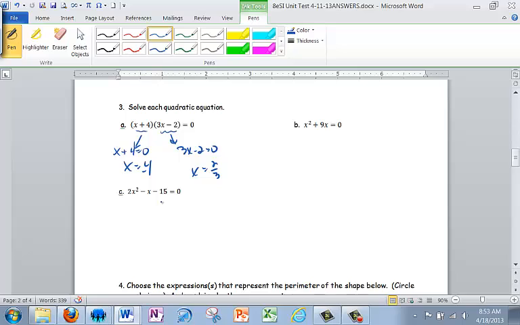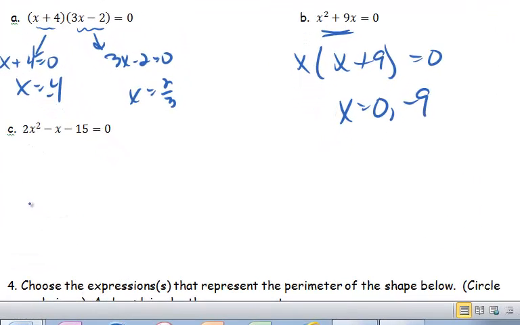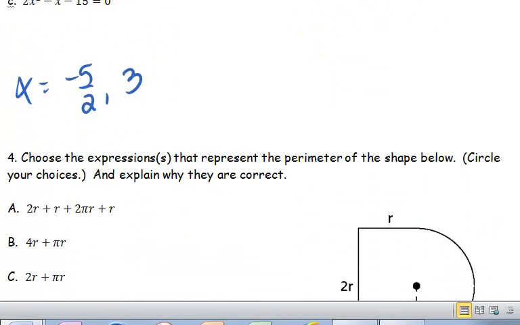These two need to be simplified. This one, for you who missed because you missed the greatest common factor, there's a greatest common factor of an x here. So you're left with x plus 9. So your correct answers are 0 and negative 9. In letter C, check your factoring. Make sure you've got the signs correct. When you finish, the correct answer is negative 5 halves and 3. Come for help if you need me.